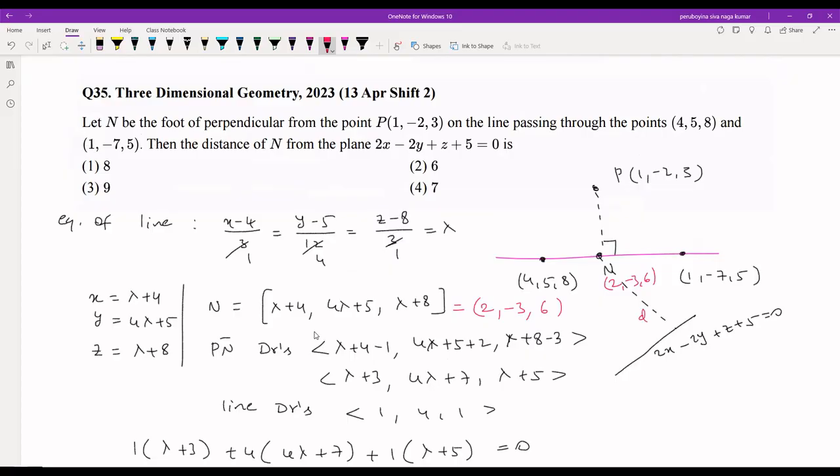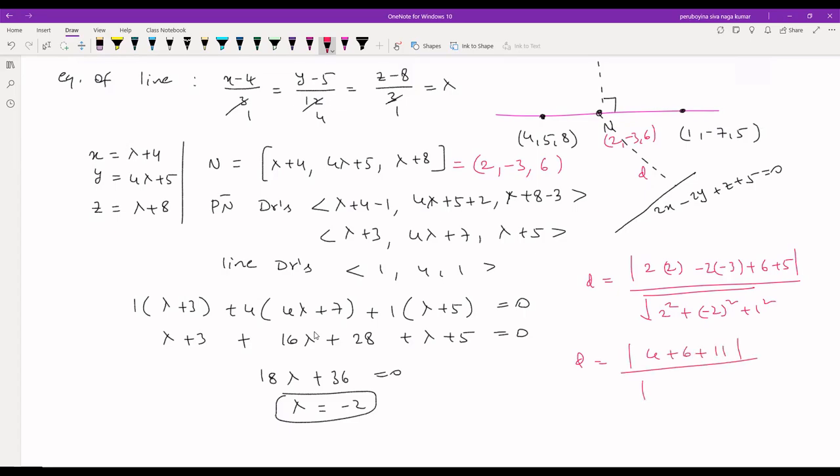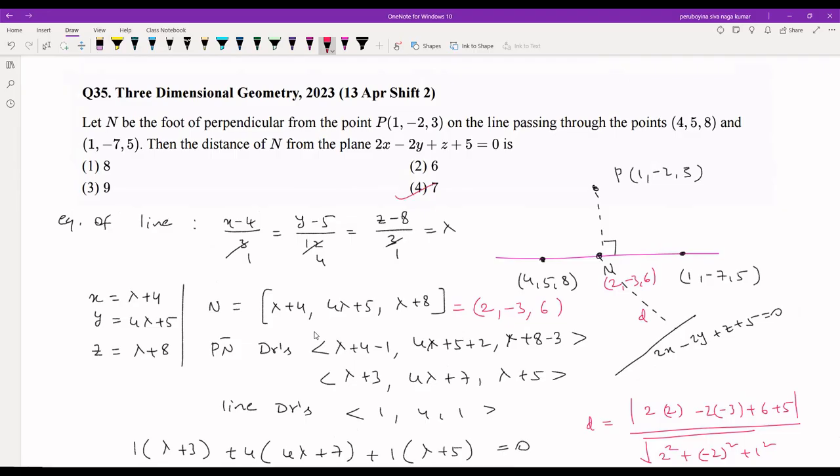Now we need the perpendicular distance. So for perpendicular distance, directly substitute that point in the plane equation, divided by the square root of A square plus B square plus C square. 4 plus 6 plus 6 plus 5, 21. 4 plus 4 plus 1, which is 9, you can write 3. So 21 by 3, of course, it is 7. So 7 is the correct answer of this question.